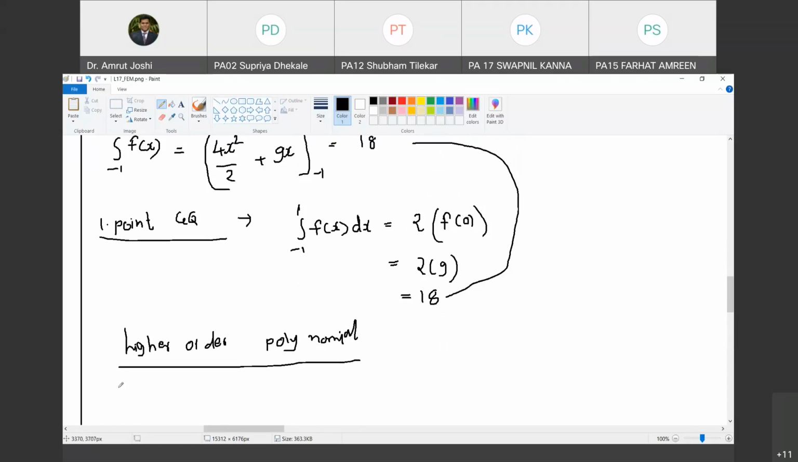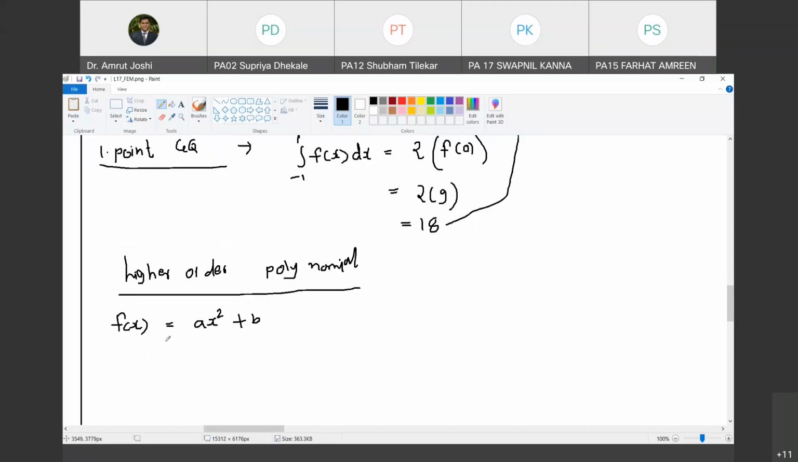So let me consider it as f of x is equal to ax square plus b. Are you with me? Yes. So what is the exact integration? Integral from -1 to 1 of f of x dx is equal to ax cube by 3 plus bx from -1 to 1. When I substitute from -1 to 1, both these terms are going to survive because they are odd powers. So you are going to have 2a by 3 plus 2b. Happy? Yes, sir.